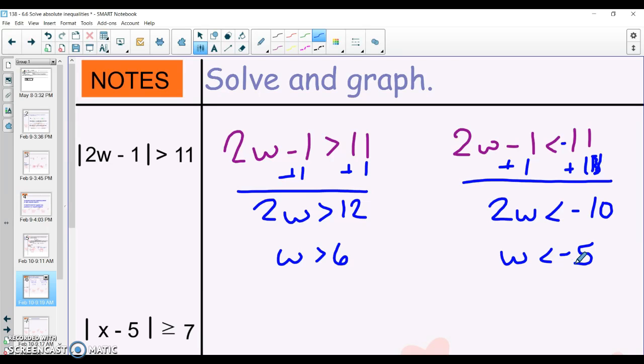Those are my two. Now when it comes to my graph, there's 0, 6, -5. I have an open dot, open, and my distance is greater. So my graph goes away.